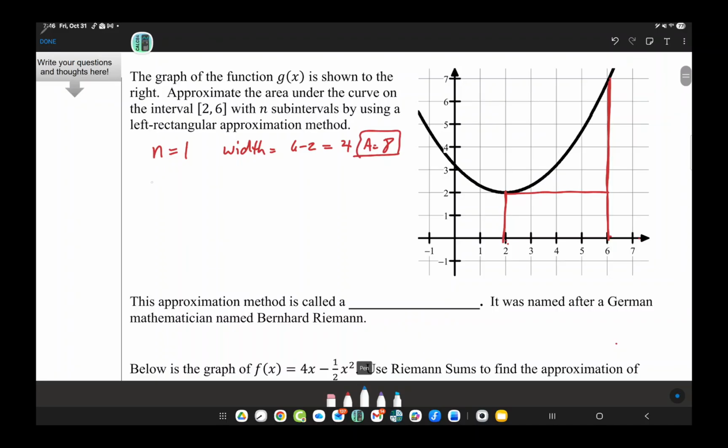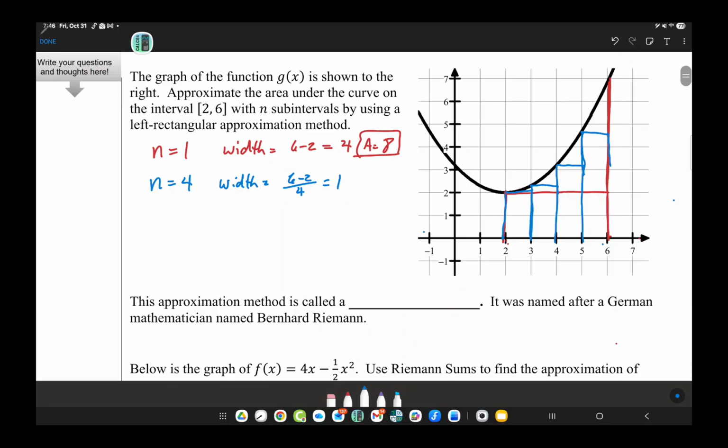Now, if I change this to have 4 rectangles, so I have this rectangle, this rectangle. Again, I'm using the height of the function on the left side. That's what the left approximation is. So I have these 4 rectangles. So again, the width would be 6 minus 2 over 4. So you take the total width and divide by the number of intervals. So I would have a width of 1.